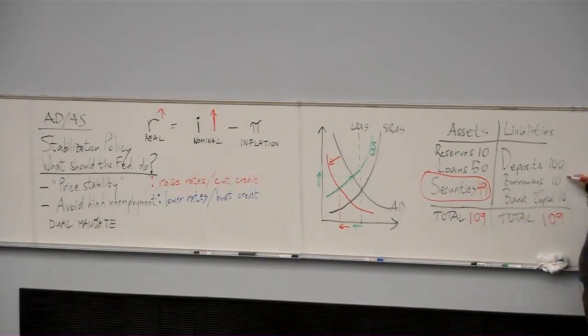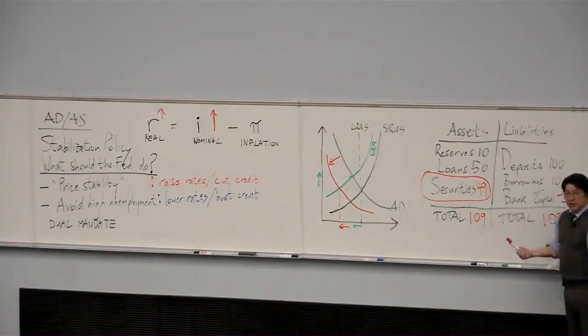Something has to change here. Have the deposits gone anywhere? No. The bank still owes their depositors. Have the borrowings gone anywhere? No. The bank still has to pay back those loans to whoever lent to them. So what do we have? The only way this adds up is if this is -1. So what do we have here? We have an insolvent bank.